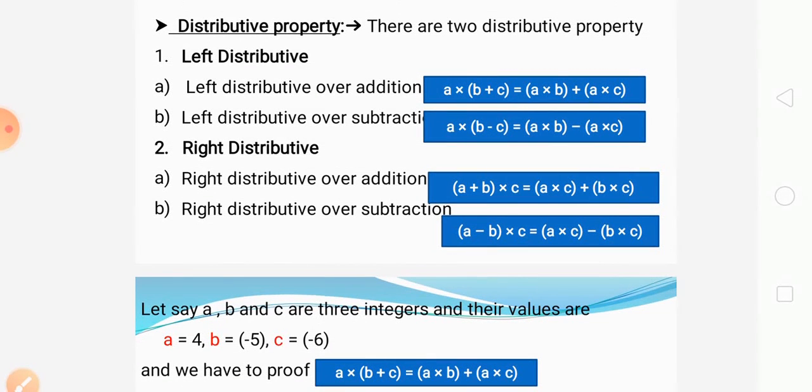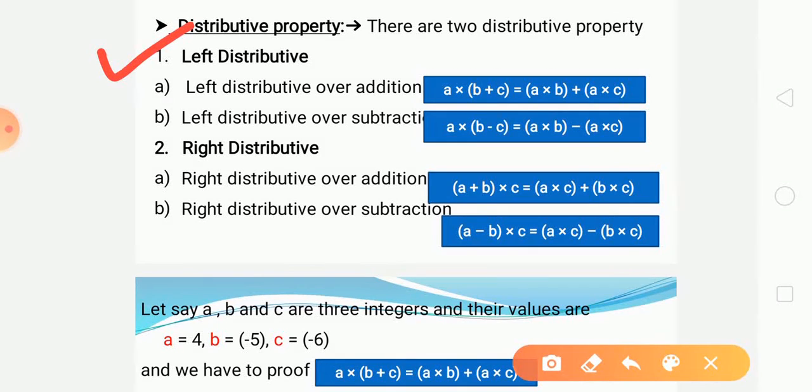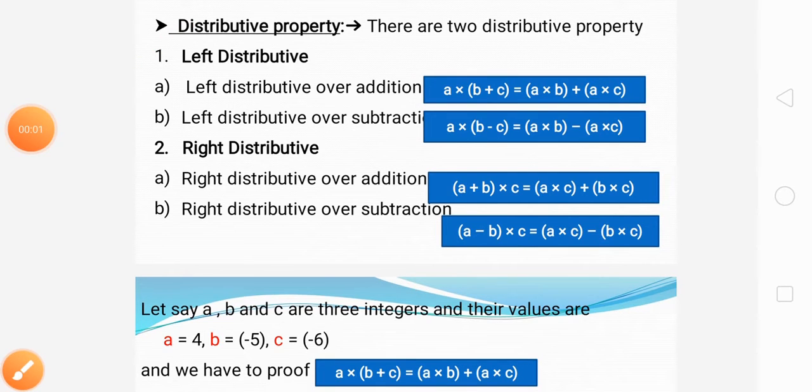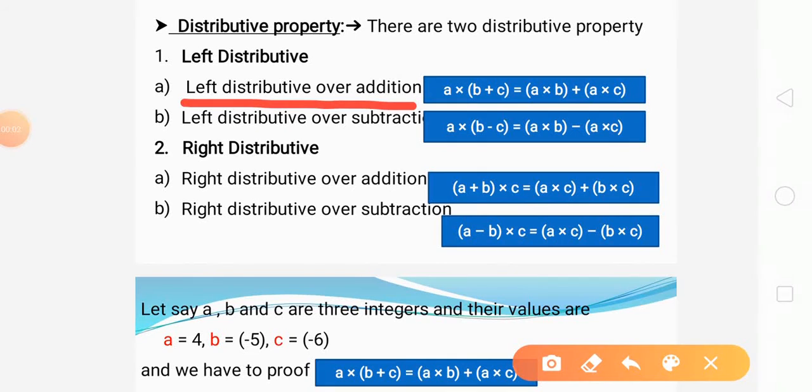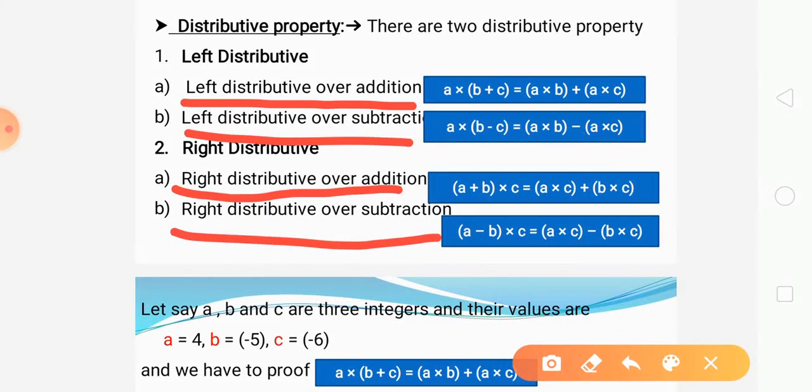Now the last property of multiplication is the distributive property, and it is one of the most important properties. There are basically two distributive properties, left distributive and right distributive. And again these are subcategorized into two: left distributive over addition and left distributive over subtraction, right distributive over addition and right distributive over subtraction.